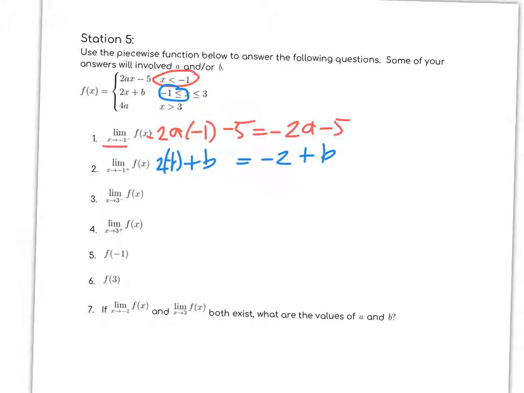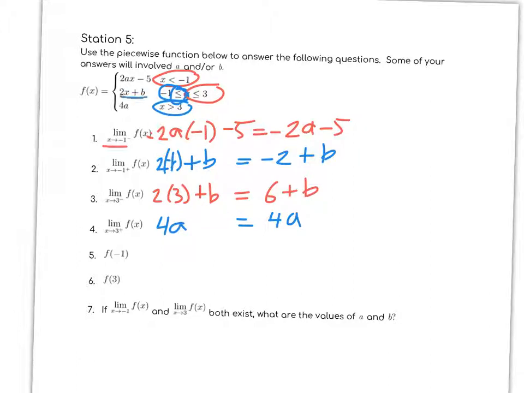The limit as x approaches 3 from the left, we're going to use this side, is going to be 2 times 3 plus b, which is 6 plus b. The limit as x approaches 3 from the right side, we're going to use this one, is going to be 4a. No x's to plug in. All right, f of -1, because that has the equals part, we're using this. So that would be -2 plus b. F of 3, since this has the equals part, we're going to use this. And that would be 6 plus b.